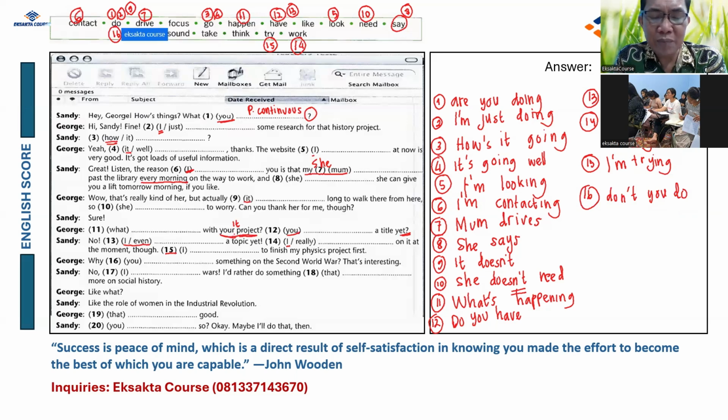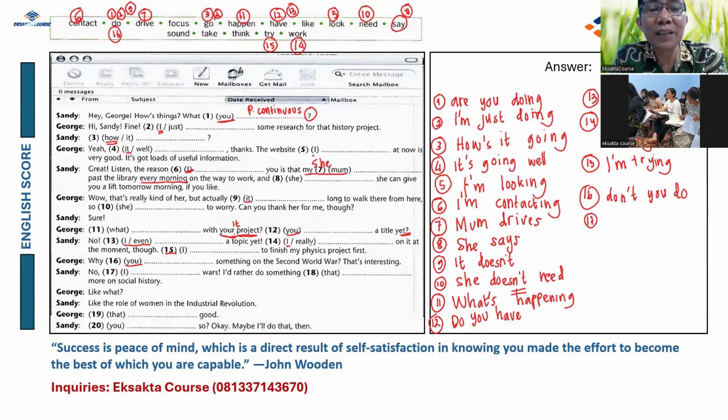Why don't you do something on the Second World War? Once again, here, because the subject is you, we use "do" for negative and for question. Why don't you do? To complete the blank for number 16 is do. Do, I mean that in the box above there is the word do.